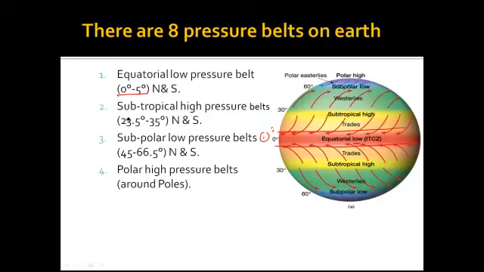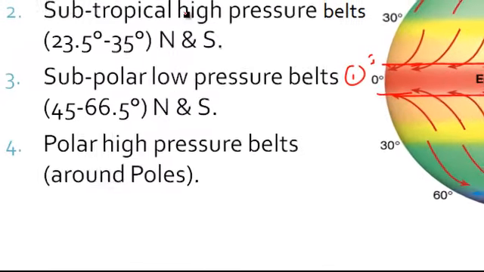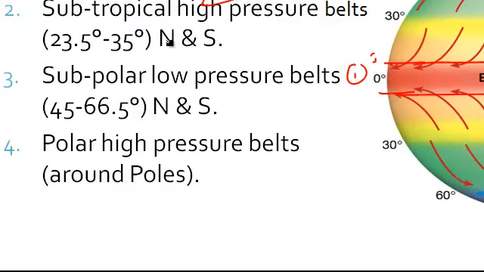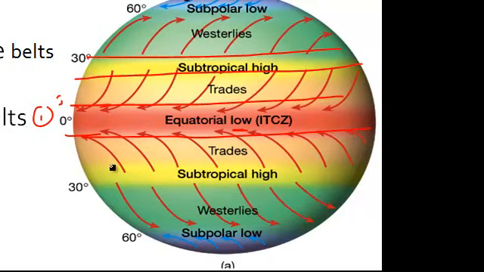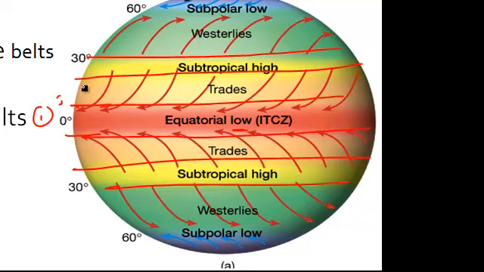belt. Second is the subtropical high pressure belt, and these are basically two belts. One is in the north, second is in the south. Where is it found? At 23.5 degree to 35 degree north as well as south latitude. So this is the second, and here it is the third belt, the subtropical high pressure belt.